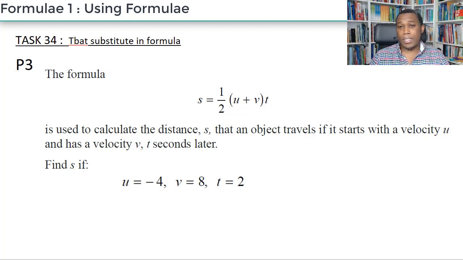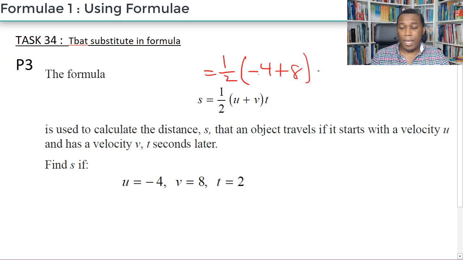Okay. Right. Let's see. The answer I'm reading is 4. Did you get 4? You should have paused, had a go. If you got 4, do the dance. What do we have here? We want a half multiplied by minus 4 plus 8, and then multiplied by 2. That's what the formula is asking us to do.